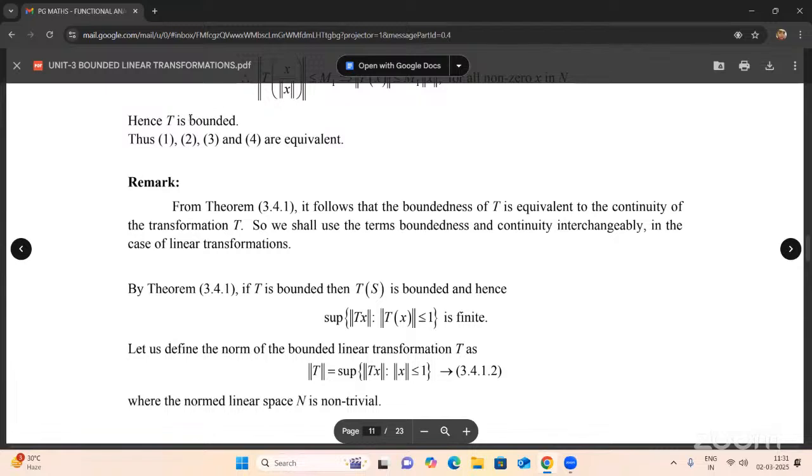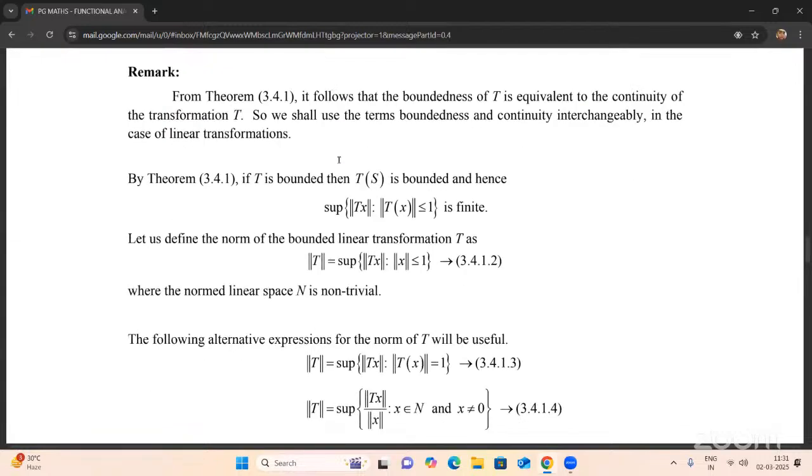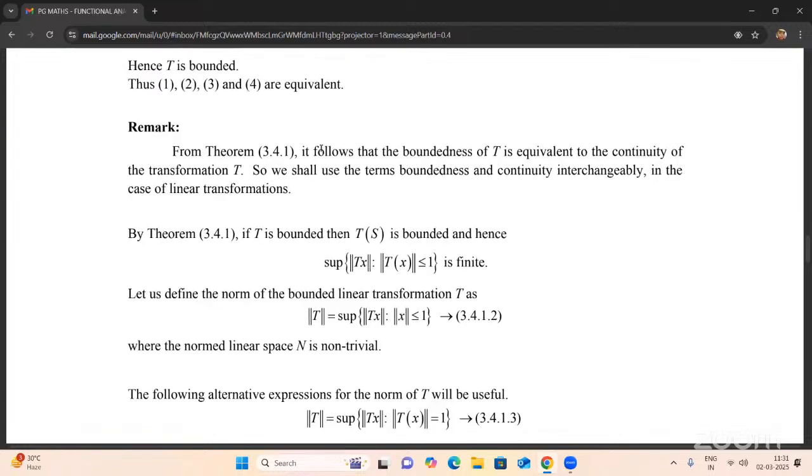So again, given the transformation is bounded, from the first, second, third, and fourth equations, these are all equivalent. This theorem is very important. There is no doubt. Students, listen carefully. The above theorem of boundedness is equivalent to the continuity of the transformation T. So all the conditions of continuity of the transformation T are verified here.